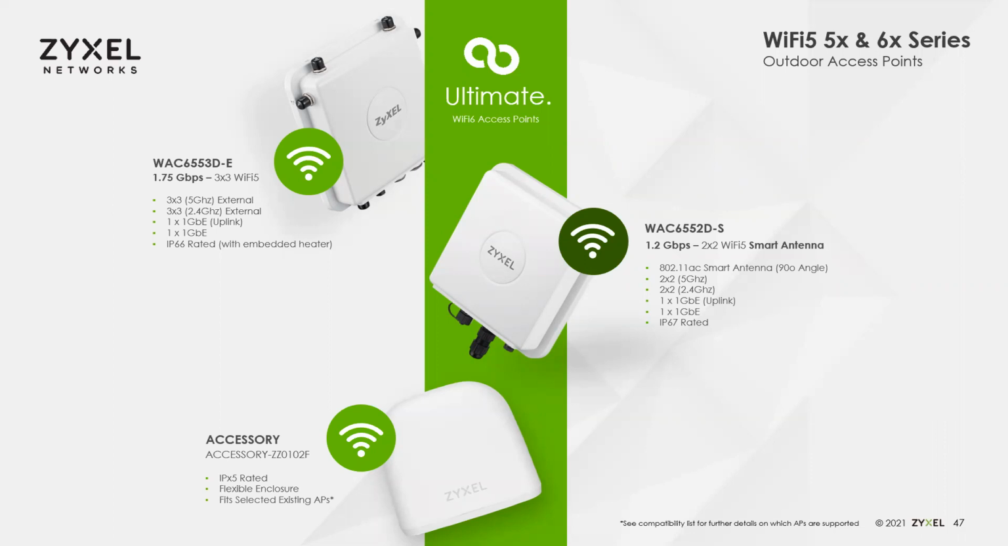Below that, we have the 6552D-S. It's IP67 rated, but doesn't have the heater in it. And this uses a smart antenna, but it's a directional smart antenna. And these have been specifically designed for providing access at outdoor venues like concert venues, stadiums, or you can actually put 4 of these on the same pole to get 360-degree coverage. We use these a lot in RV parks, marinas, and places like that.